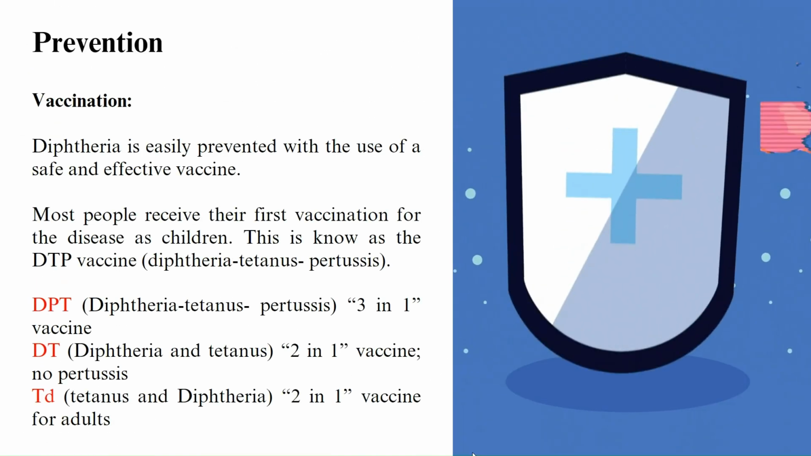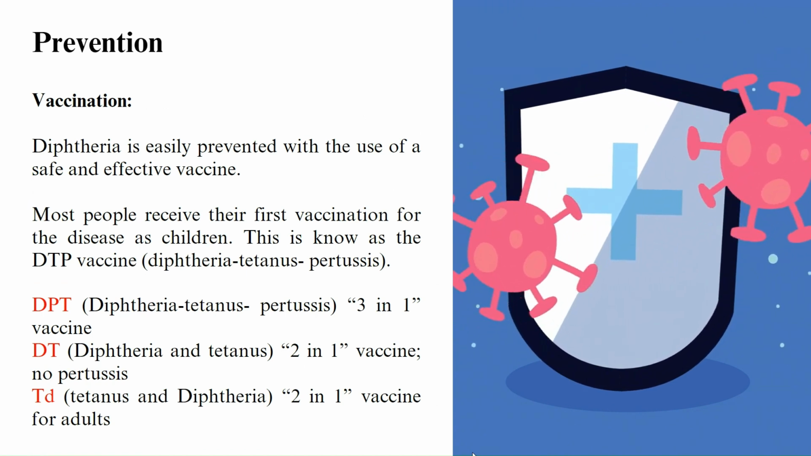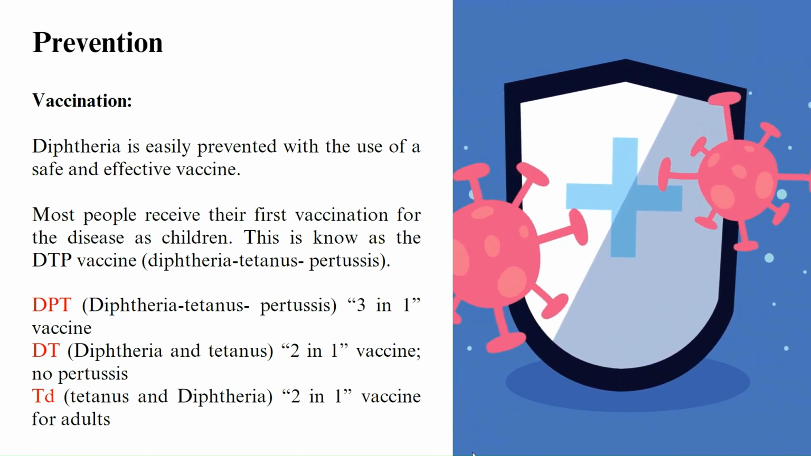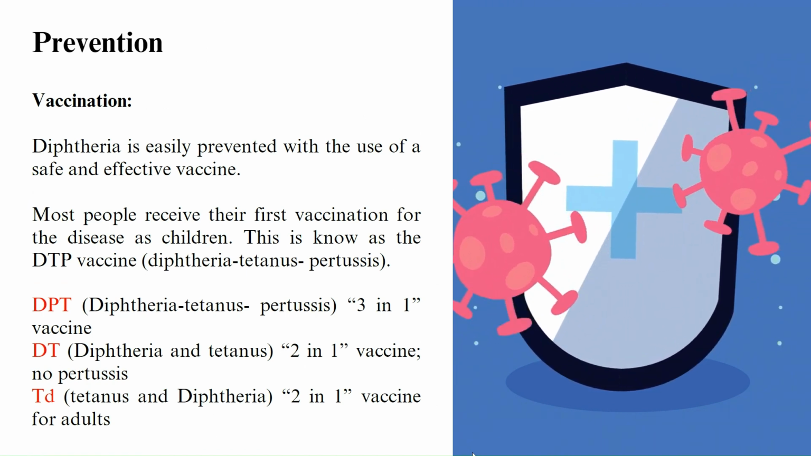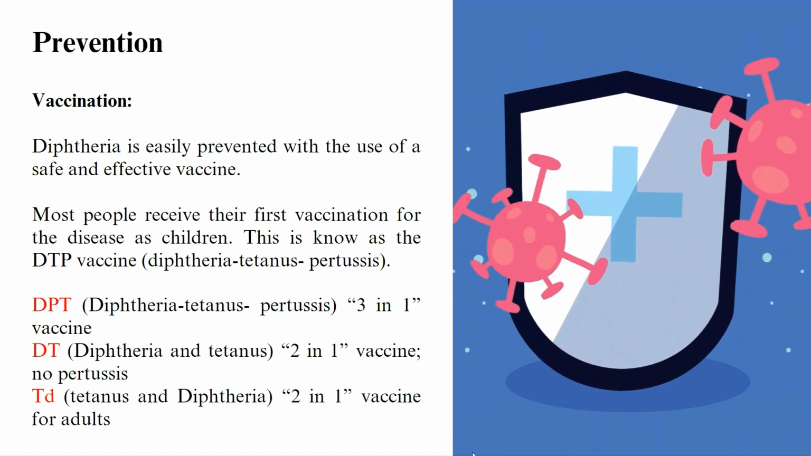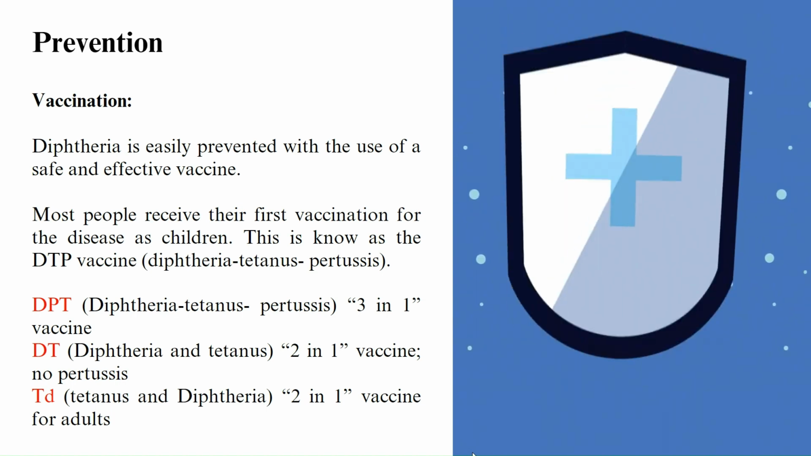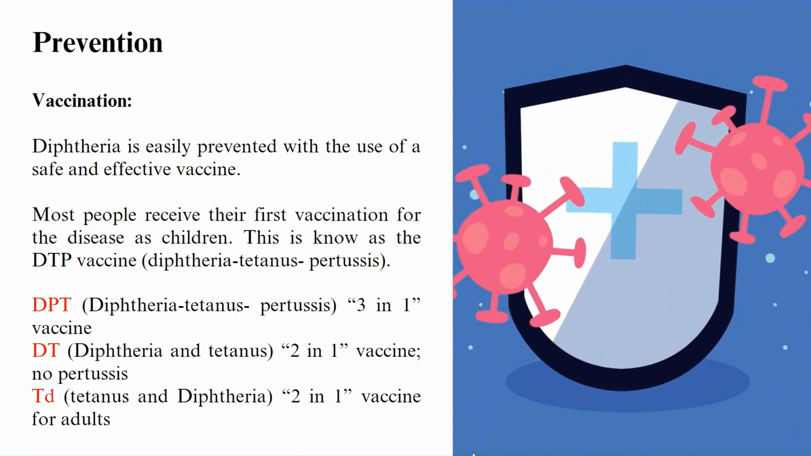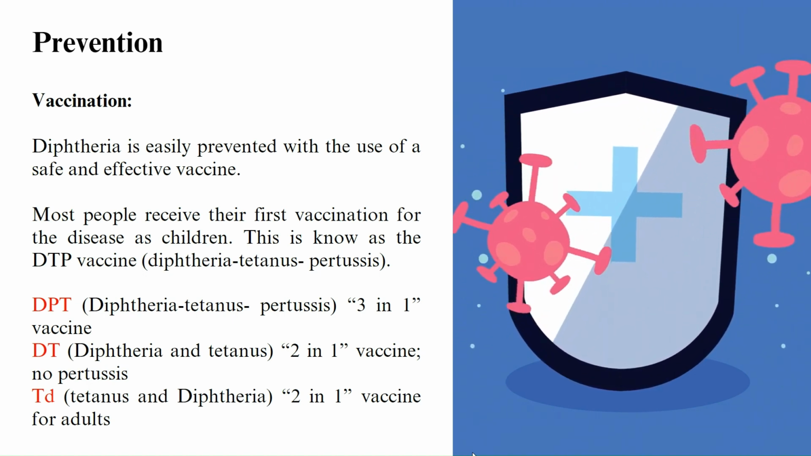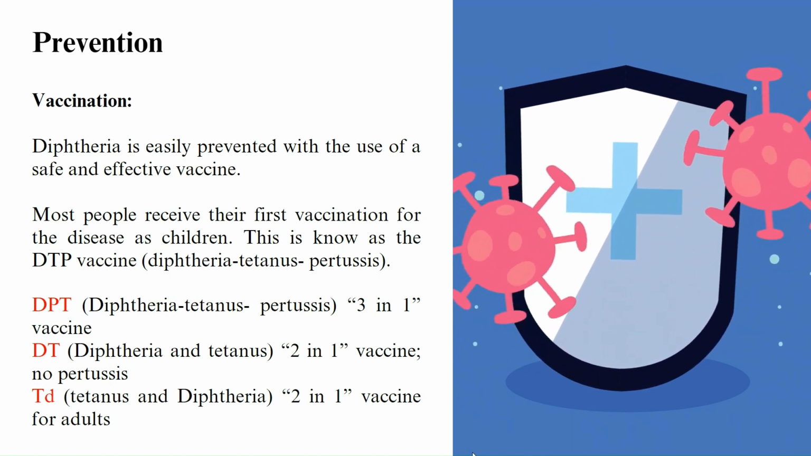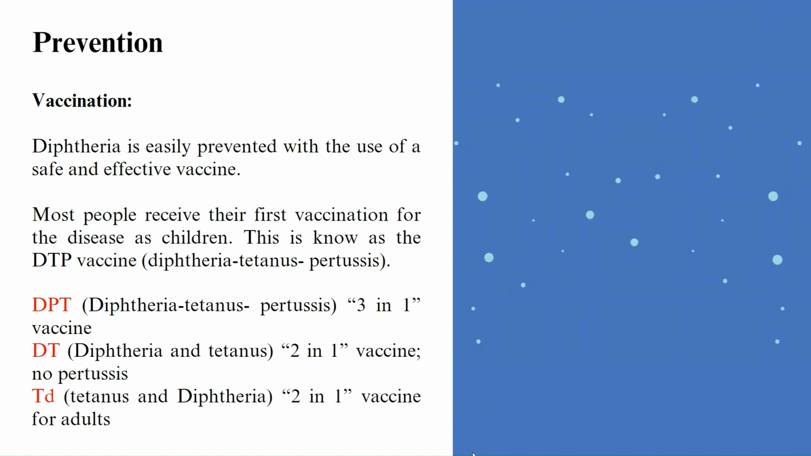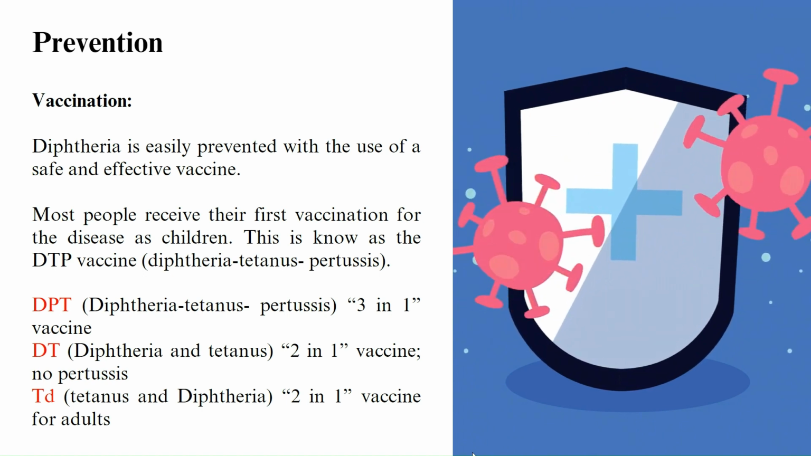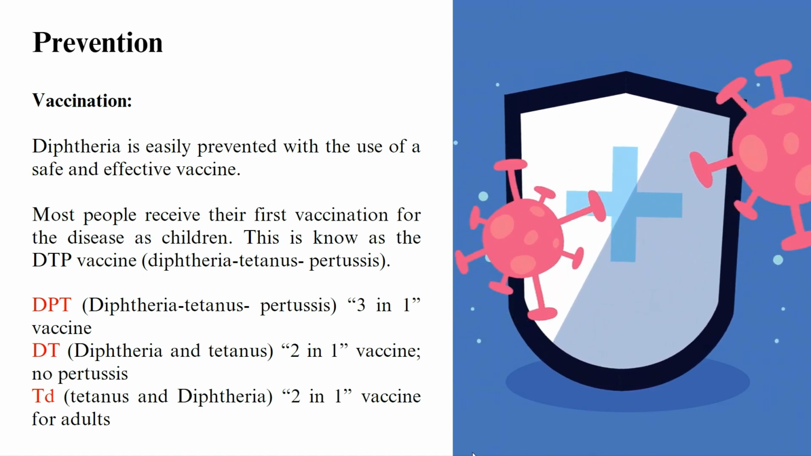Prevention and vaccination. Diphtheria is easily prevented with the use of a safe and effective vaccine. Most people receive their first vaccination for the disease as children. This is known as the DTP vaccine, diphtheria tetanus pertussis. DPT, diphtheria tetanus pertussis, is a 3-in-1 vaccine. DT, diphtheria and tetanus, is a 2-in-1 vaccine, and Td, tetanus and diphtheria, is another 2-in-1 vaccine for adults.